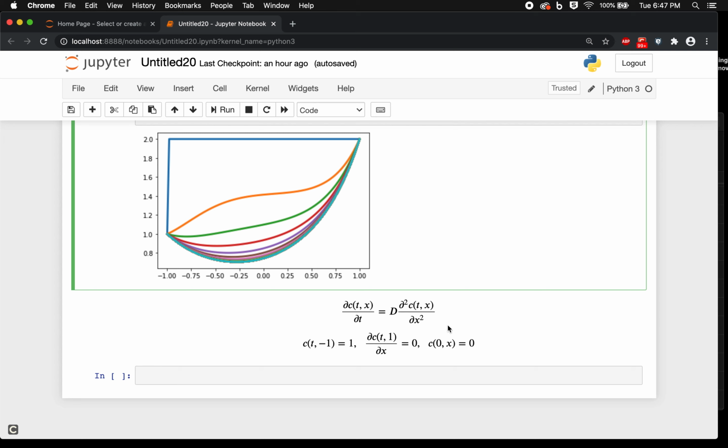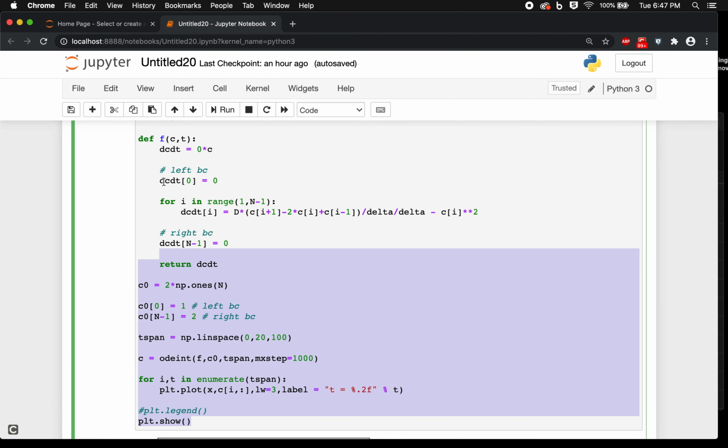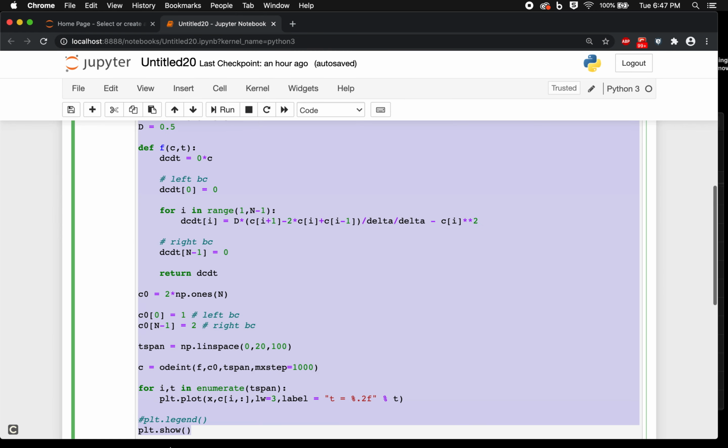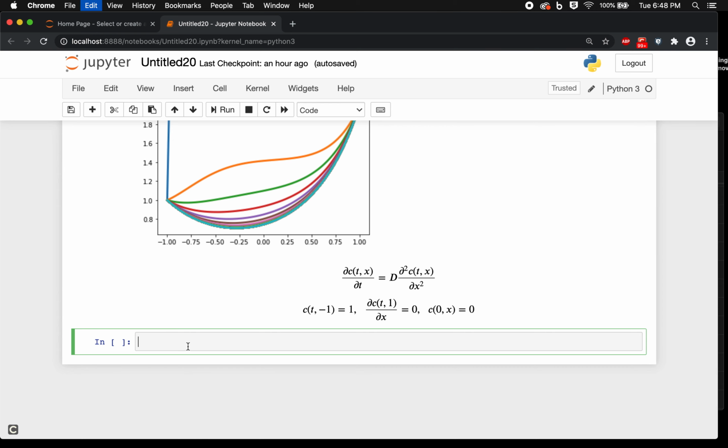So what happens if we want to do a no flux boundary condition, right? At the right-hand side, we're going to have a no flux boundary condition. So let me grab the same code. I'm going to come up here and grab the 100 points, because all I'm really going to do is change one line here. So let me copy this code.